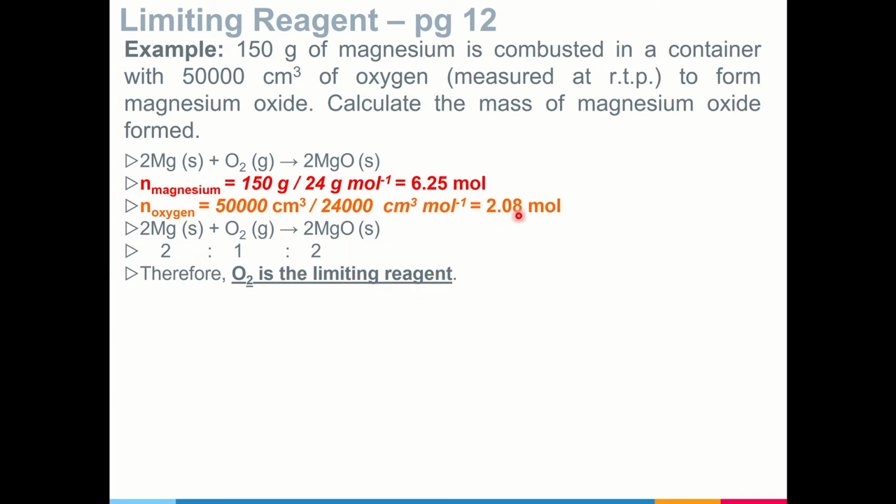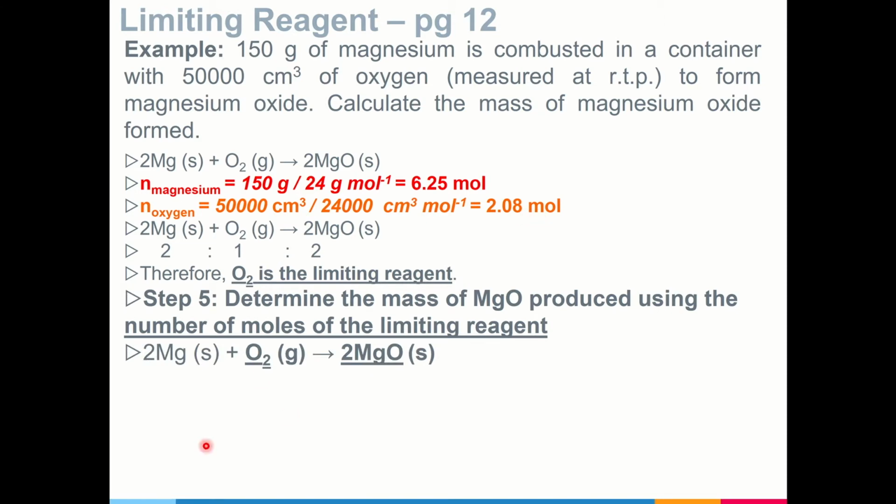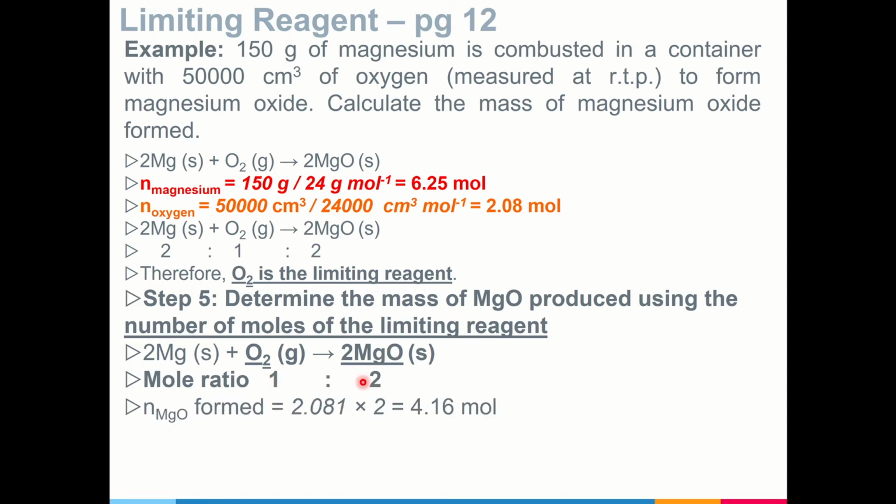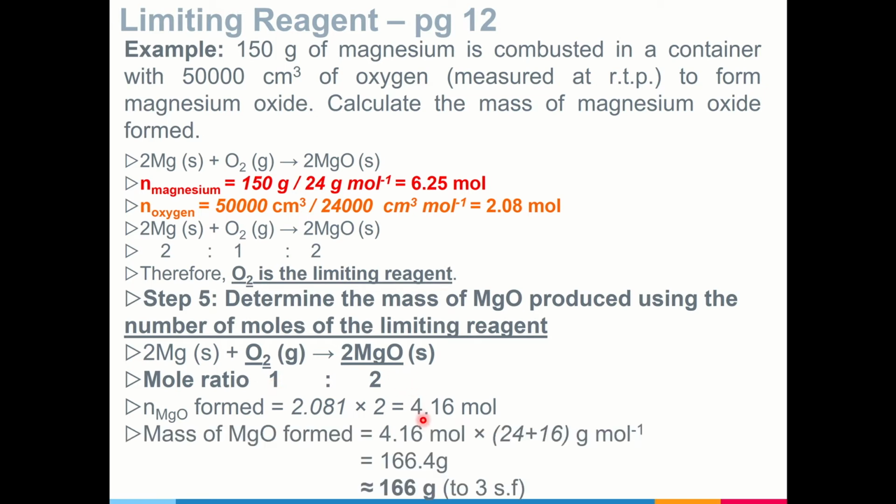So since oxygen is the limiting reagent, we use the number of moles of oxygen. We compare oxygen to magnesium oxide. The mole ratio is 1:2. If the number of moles of oxygen is 2.08, magnesium oxide times 2 will be 4.16. Then I need to find the mass, so I multiply moles times molar mass to get the mass, in 3 significant figures. This is how I calculate.